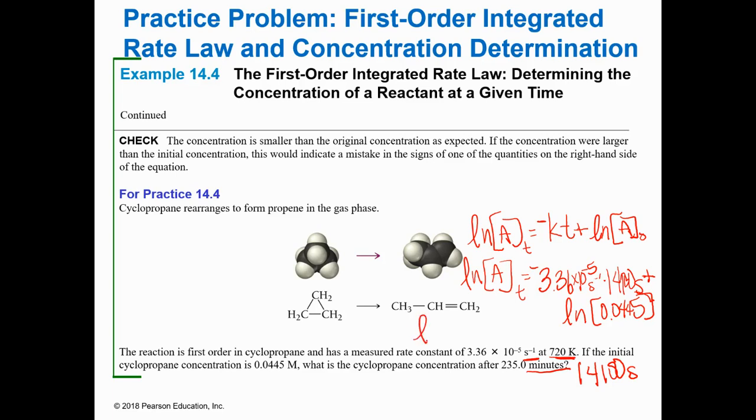Okay, I get that my ln[A]t is negative 3.59. And again, do the e to get rid of the ln, and I get that the concentration of [A]t is 0.0277 molar. So at 14,100 seconds, our concentration is down to 0.0277 molar for our cyclopropane.